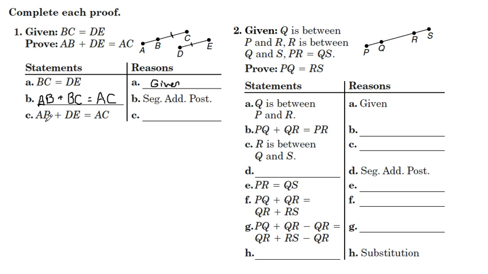Okay, and then in our last statement, AB plus DE is equal to AC, we are going to use substitution. If you look at what happened here, we just swapped out this BC quantity, but our first statement up here says BC is equal to DE, so that allows us to make that substitution.